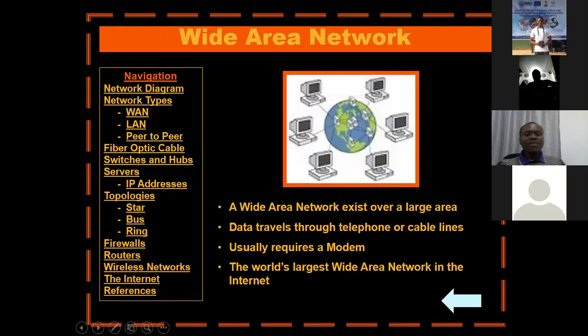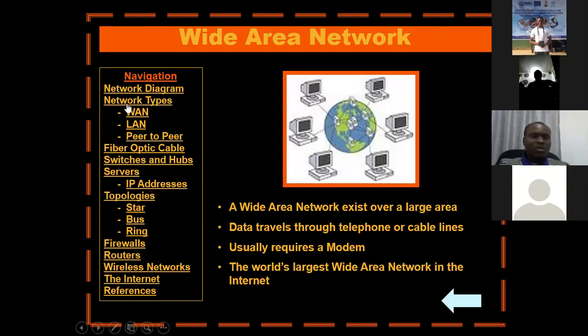Now, let's look at an example of a WAN. The wide area network exists over a large area. Data travels through telephone or cable lines. You have the fiber optics linking two cities together via networks. They usually require a modem. A modem is a device that allows data transmission to pass through it. The world's largest wide area network is the internet.